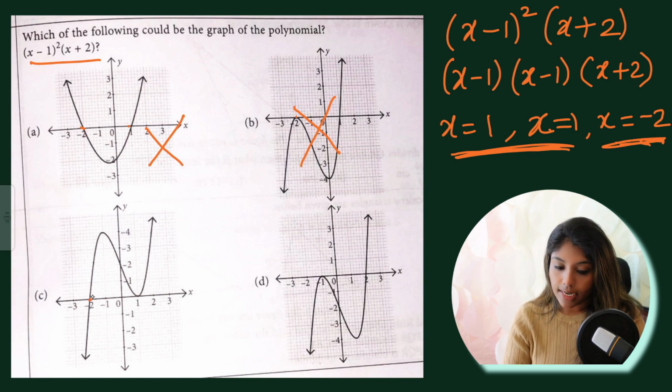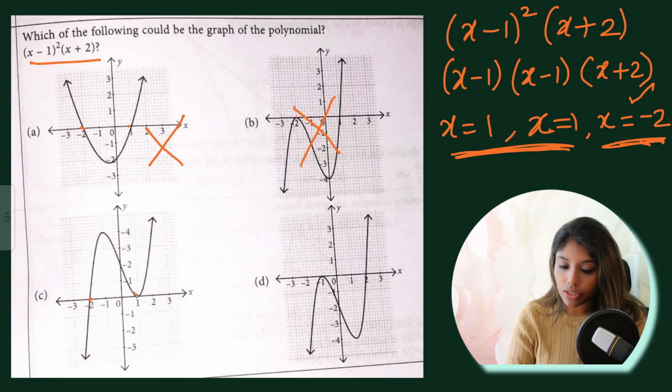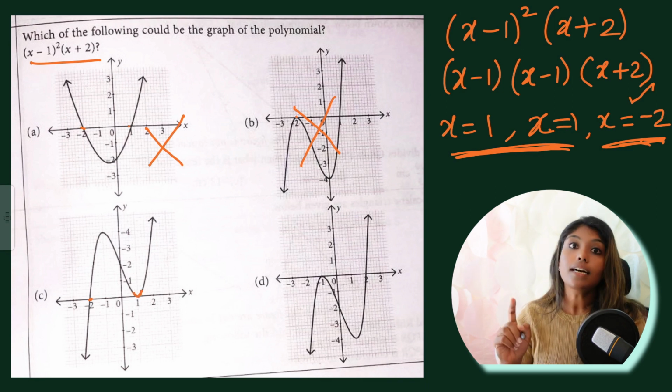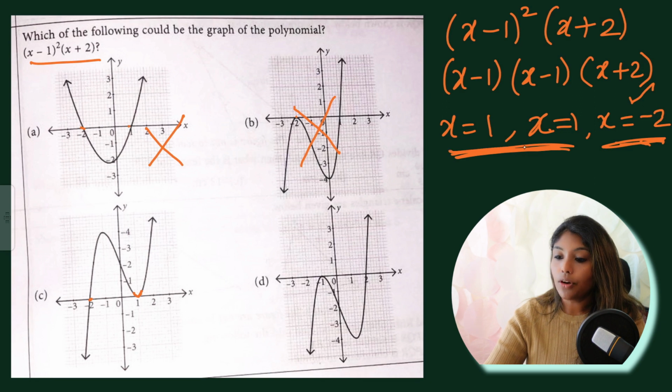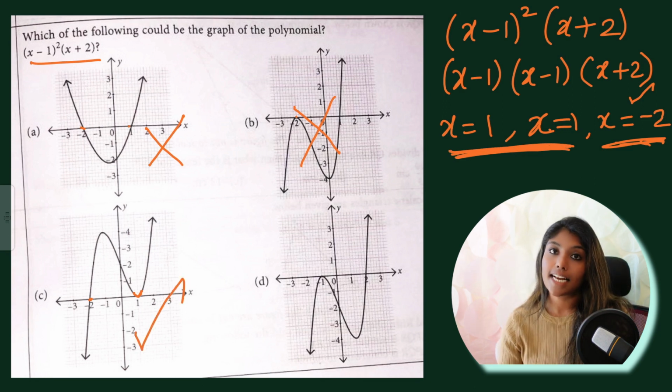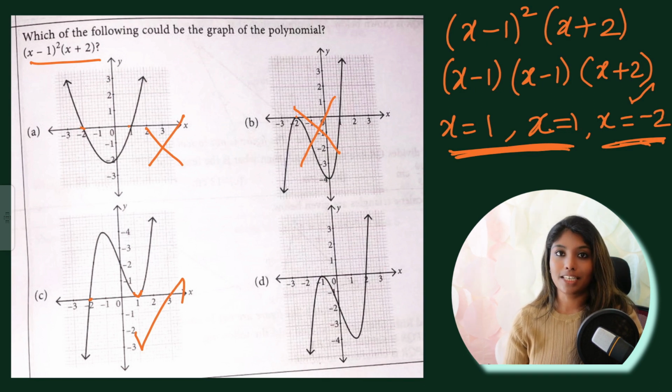So you can see negative 2, the graph is cutting across once, showing that it is distinct, which is true. And you can see at 1, it is touching the x-axis as a curve. That means it is a repeated root. So that satisfies your solution. Let's have a look at the last option as well, just to make sure that you understood.